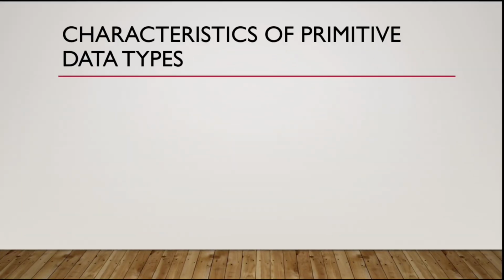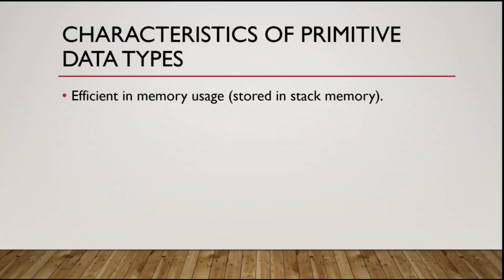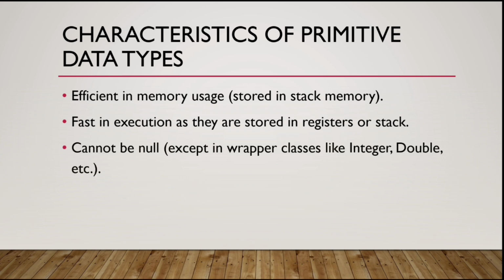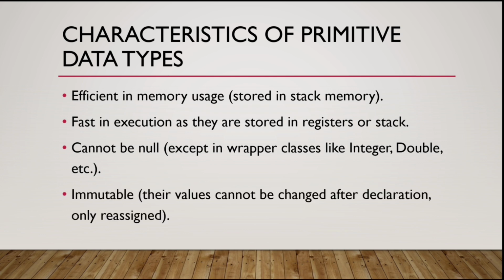Characteristics of primitive data types. Efficient in memory usage, stored in stack memory. Fast in execution as they are stored in registers or stack. Cannot be null, except in wrapper classes like Integer, Double, etc. Immutable: their values cannot be changed after declaration, only reassigned.